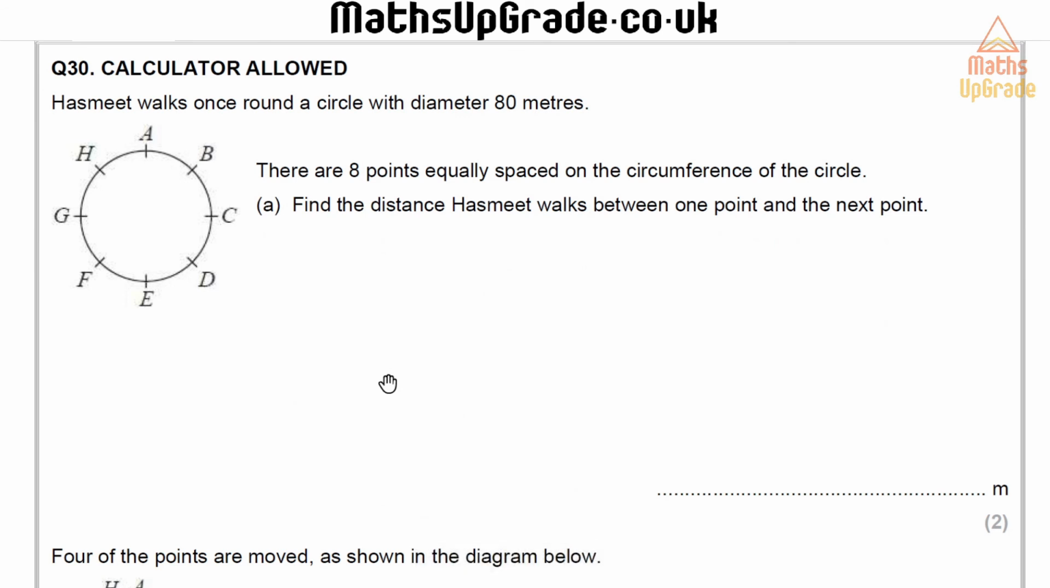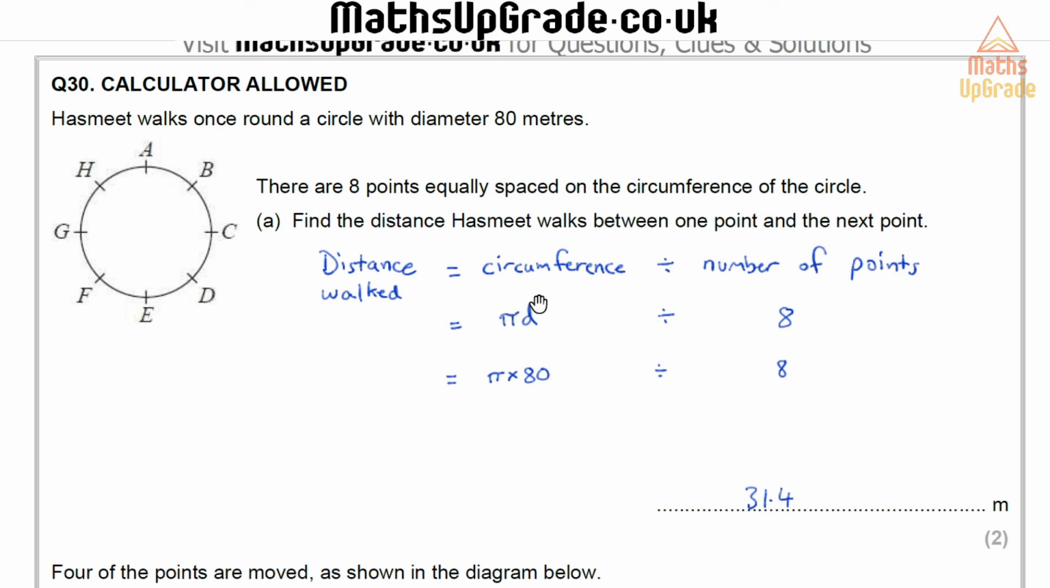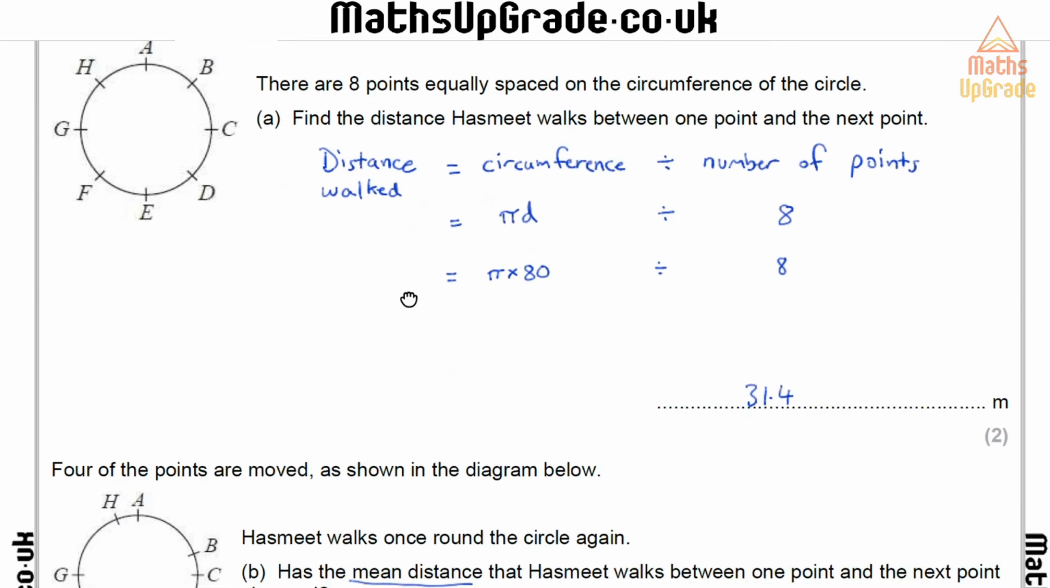Well, the distance he walks, I can work that out if I find the circumference and divide it by the number of points around the circle. The circumference of the circle is given by c equals pi d. So if I use pi d, pi times the diameter, so pi times 80, and then I divide that answer by the number of points I've got around the circle. So pi times 80 divided by 8 gives me 31.4 meters. So that's the distance that he walks between each point. So that's that answer there for 2 marks.